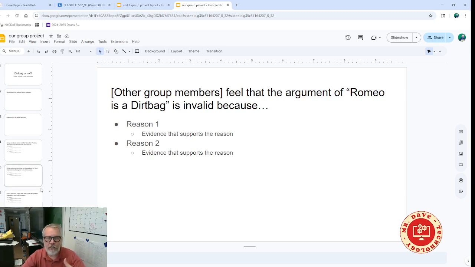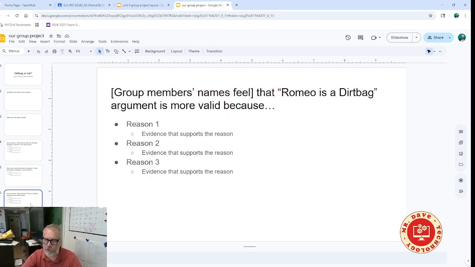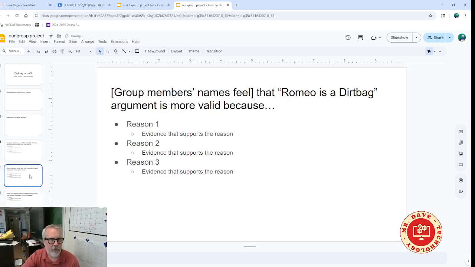You can move these slides around if you want to, but I would probably do it this way, but it's up to you. And if you're saying "Romeo Is a Dirtbag" is the more valid argument, then you're going to give me this slide and this slide over here. Again, whatever order you want to put these in doesn't matter. If you want to move a slide around, you can do it, right?